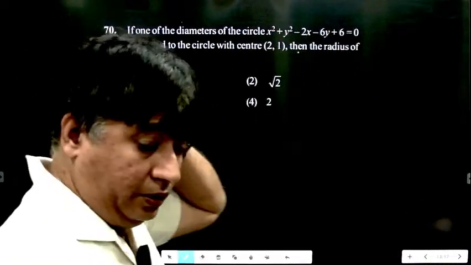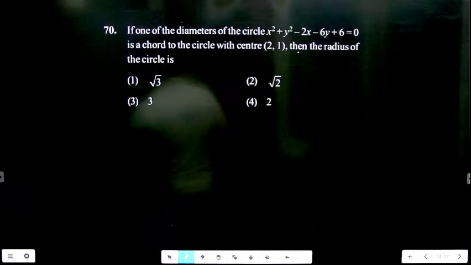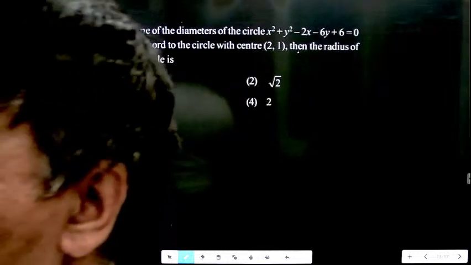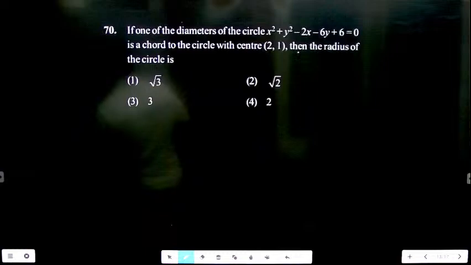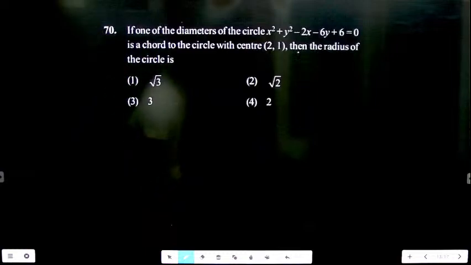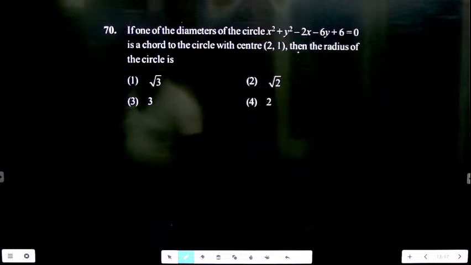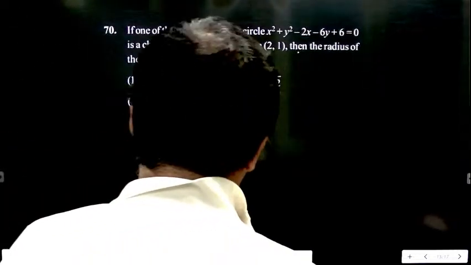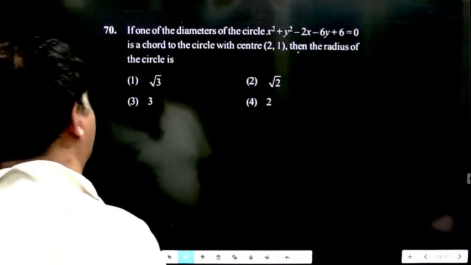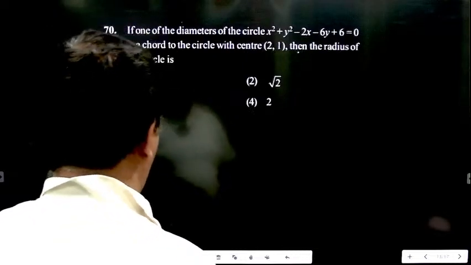Now, yes, sir. Go through this sum at a glance. Hope you have gone through. Yes, sir.